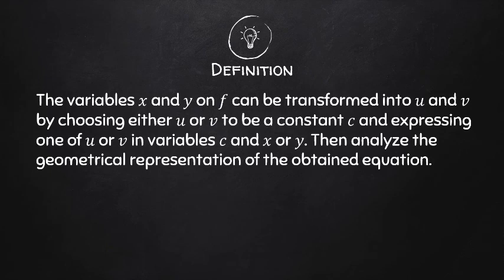The variables x and y on f can be transformed into u and v by choosing either u or v to be a constant c and expressing one of u or v in variables c and x or y, and then analyzing the geometrical representation of the obtained equation.